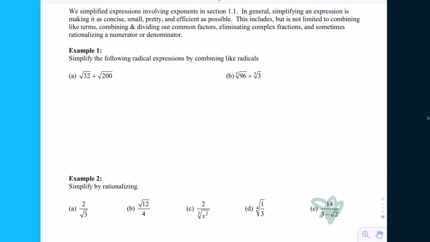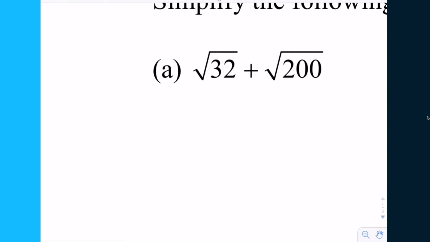It says to simplify the following radical expressions by combining like radicals. So we have the square root of 32 plus the square root of 200. Those are two terms, and we can only combine them when they have like information in them. In this case, it's probably going to be like radicals. They're both square roots, but neither one of those numbers in the radical, or under the radicand, are perfect squares. So do they have factors that are perfect squares?